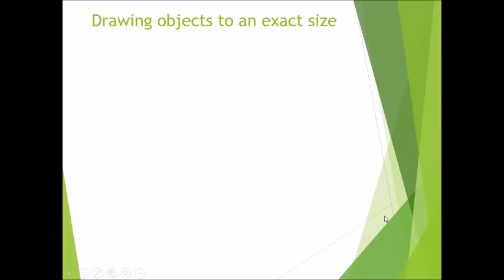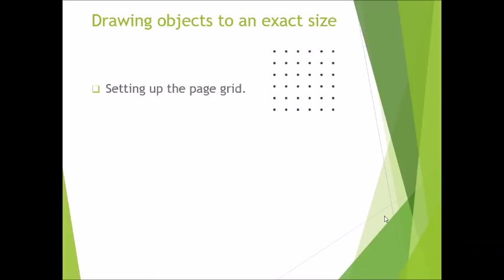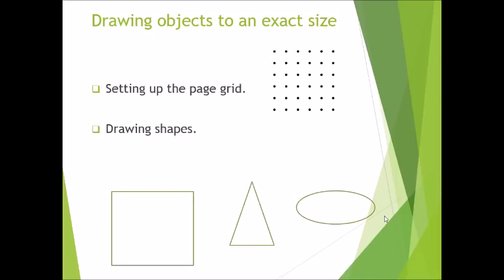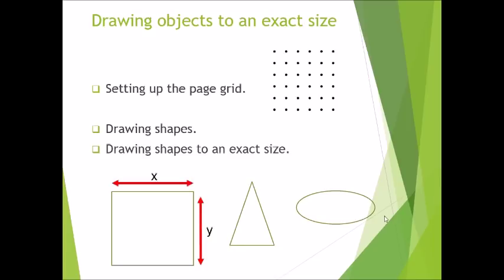Okay, now we're going to look at drawing objects of an exact size. To do that, you need to set up the page grid, which is the dots on the screen. You're going to draw some shapes, for example, square, triangle, oval shapes, and you're then going to make sure these are an exact size.